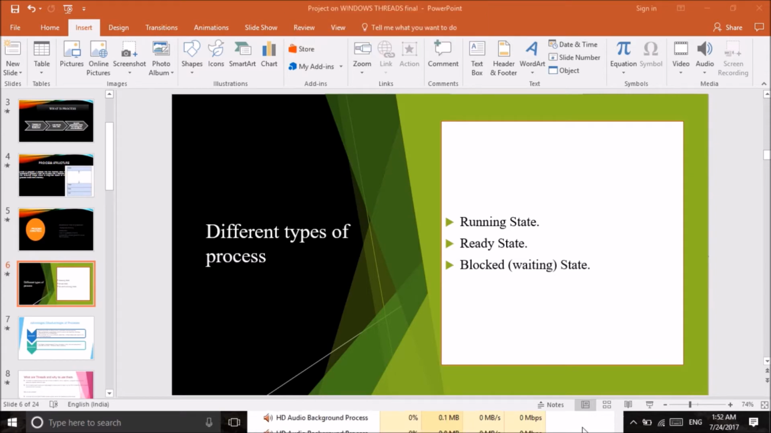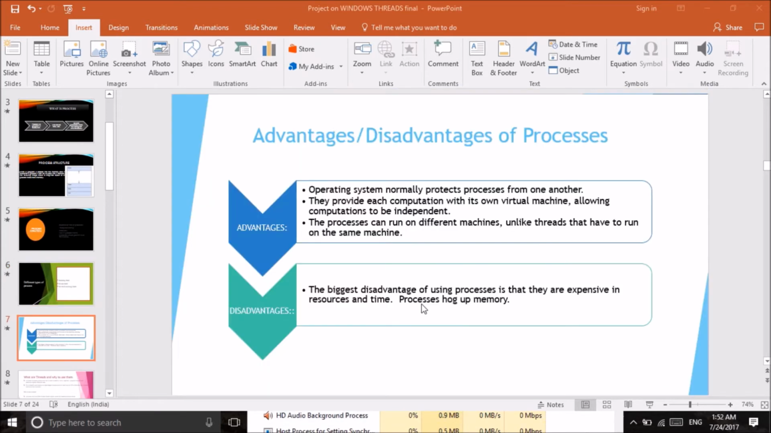Next up, we have the advantages and disadvantages of process. The operating system normally protects processes from one another. They provide each computation with its own virtual machine, allowing the computations to be independent. The processes can run on different machines, unlike threads that have to run on the same machine.